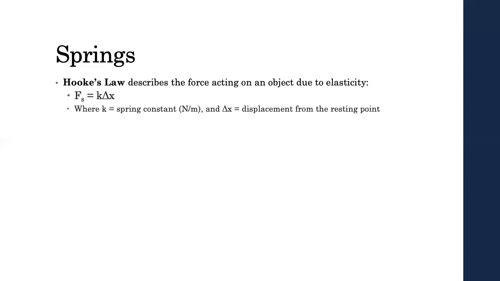Hooke's law is what describes the force acting on an object due to elasticity. There's the equation for it. The spring force equal to k. k stands for constant, spring constant, and it's measured in newtons per meter. So I guess the way you can think about it is how much force does it take to compress or stretch this spring 1 meter? That is what the spring constant is. And then delta x is the displacement from the resting point.